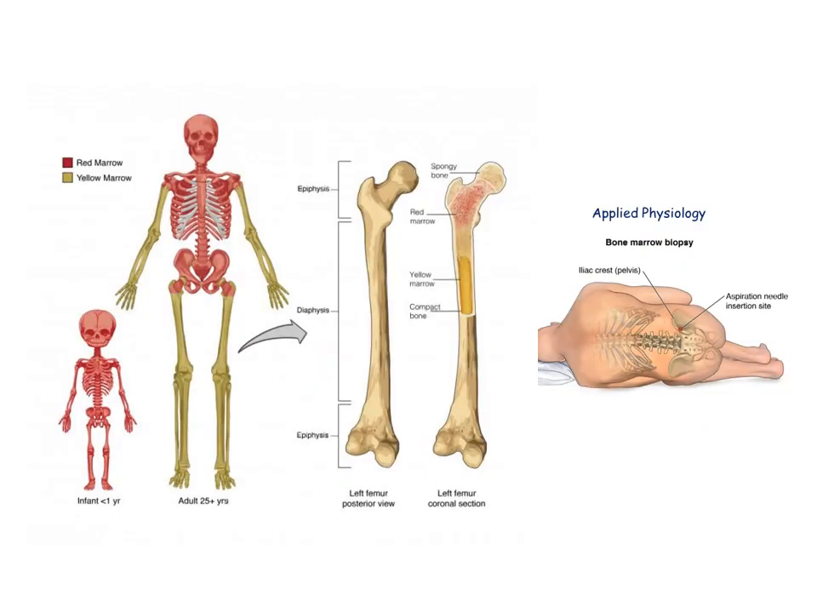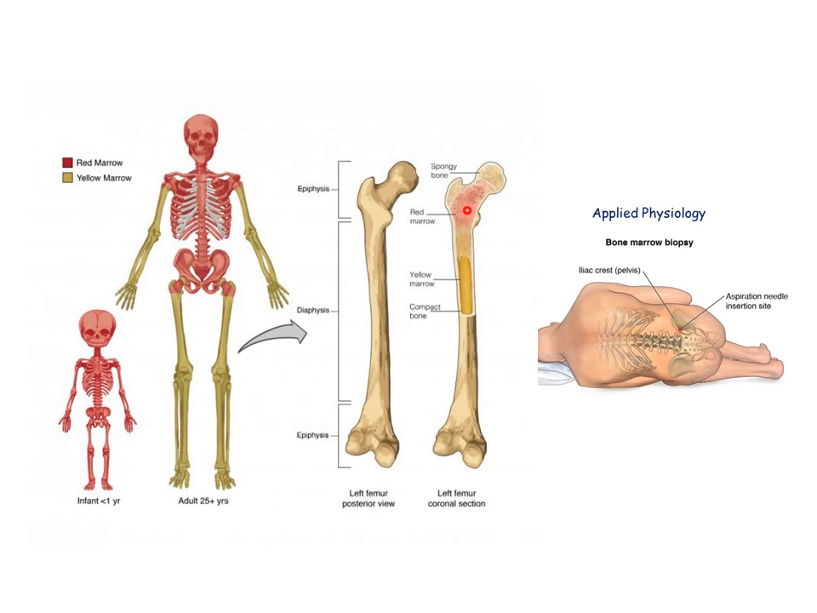Now we'll see the bone marrow. Can you appreciate these two pictures? On the left hand side, you can see the skeleton of a newborn or an infant, and on the right hand side the skeleton of an adult who is 25 years or more. What is the major striking difference you see in these two skeletal systems? You can see where the red bone marrow is located.